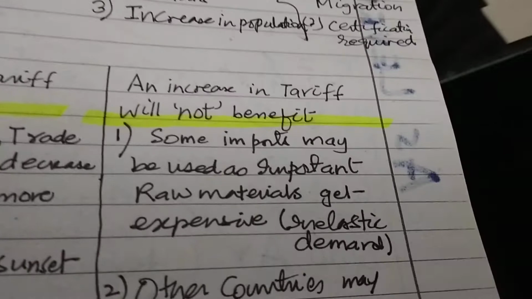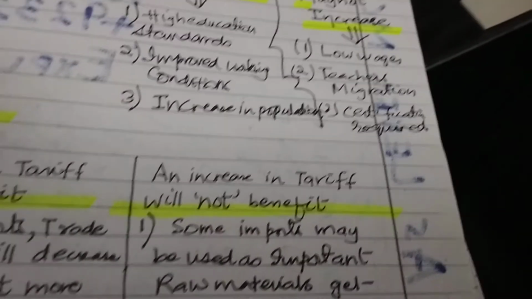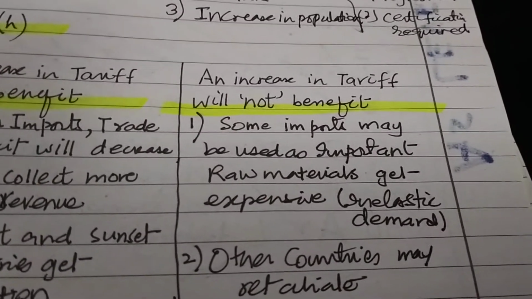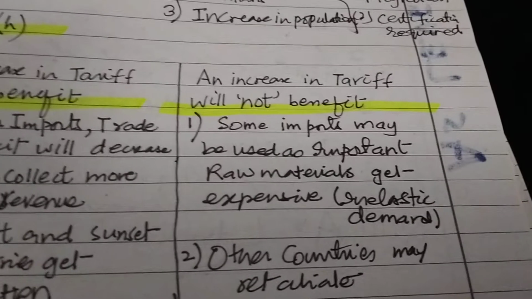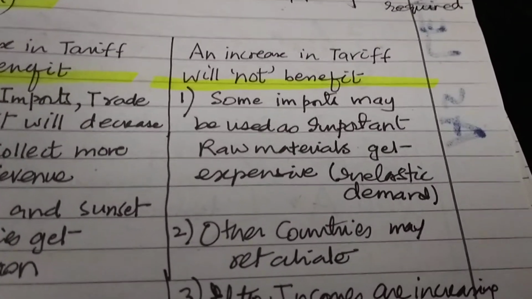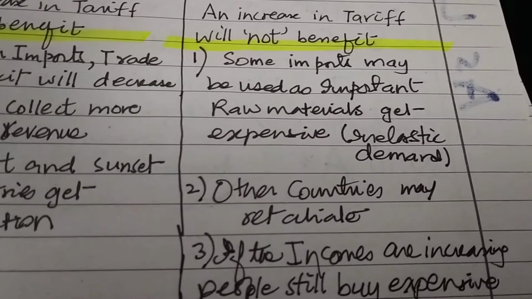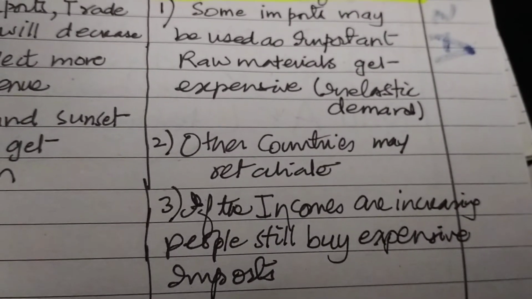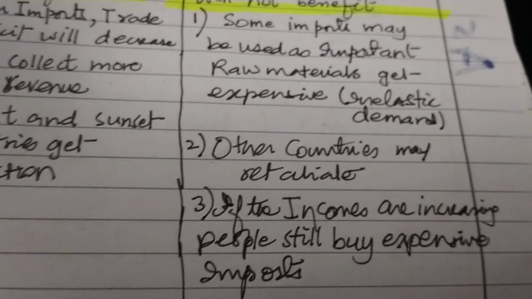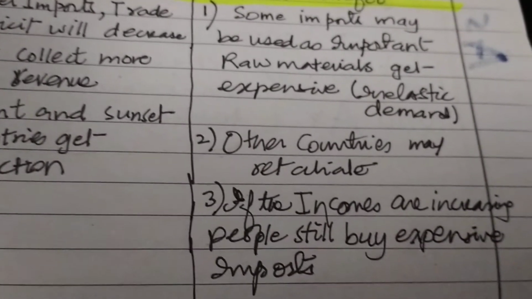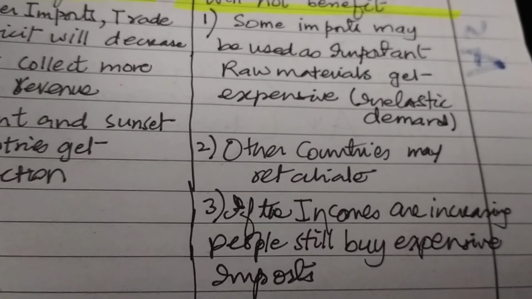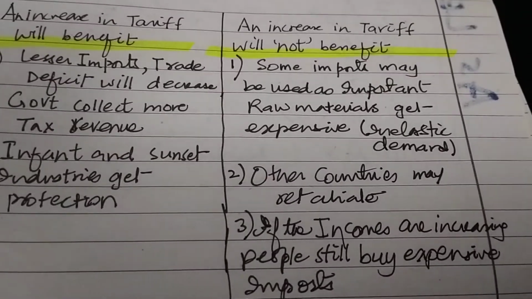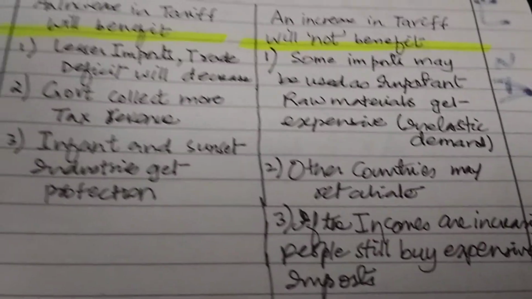Now, an increase in tariff will not benefit. Reason is that some imports may be used as important raw materials. You are getting it for production, and they may have inelastic demand. So if you increase the taxes on them, cost of production will increase. Other countries will also retaliate. If you increase tariff for them, they will also not buy your exports. If the incomes are increasing, people still buy the expensive imports, which is happening right now. In cities the incomes are increasing, and even with a lot of tariff, still people are getting crazier for the imports. So still they are buying it.